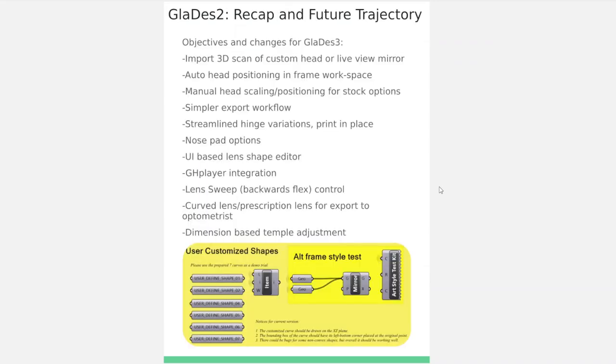Based off of the development process of GlaDes2, there are a number of improvements we're expecting for GlaDes3. Those would be importing of 3D scans of custom heads, auto positioning of the head in the frame workspace, manual head scaling and positioning for stock options, a simpler export workflow, better hinge variations and print in place components, nose pad options which are not currently available, a UI based lens shape editor for easier inclusion, Grasshopper player integration for dialogue-based interaction, a lens sweep function which would control the backward flex and curvature of the lenses, and also curved lens and prescription lenses, export files for optometrists, and a dimension-based temple adjustment rather than vector-based.